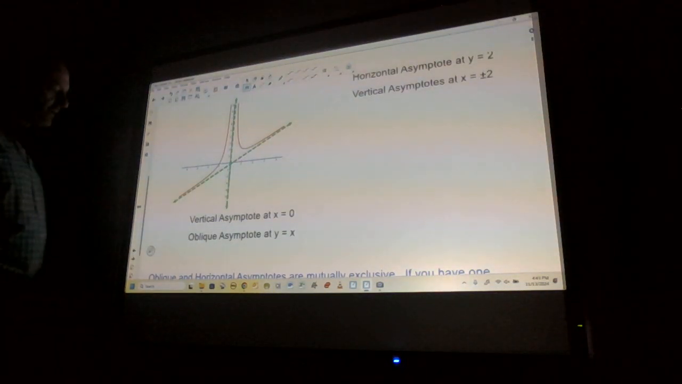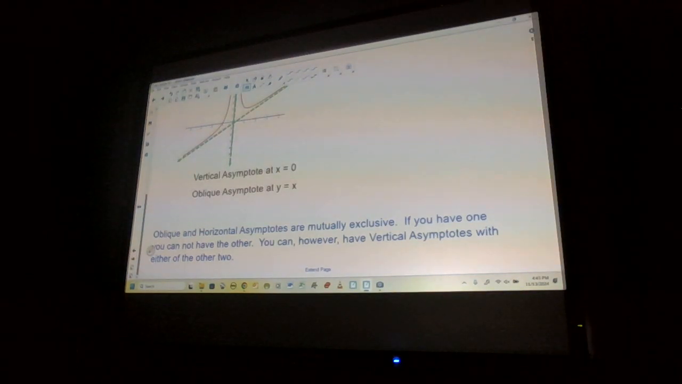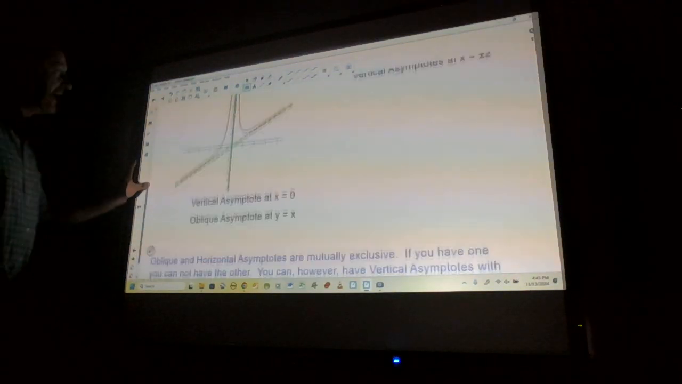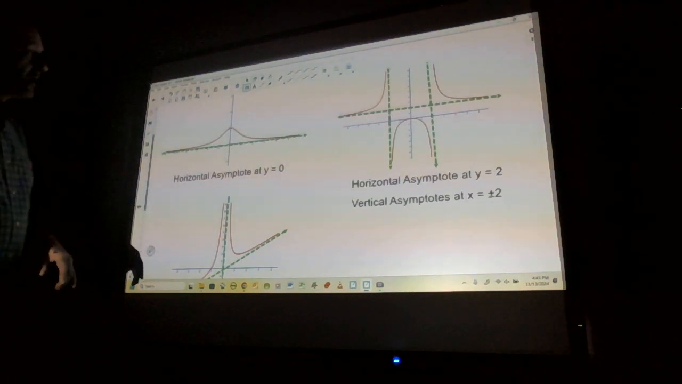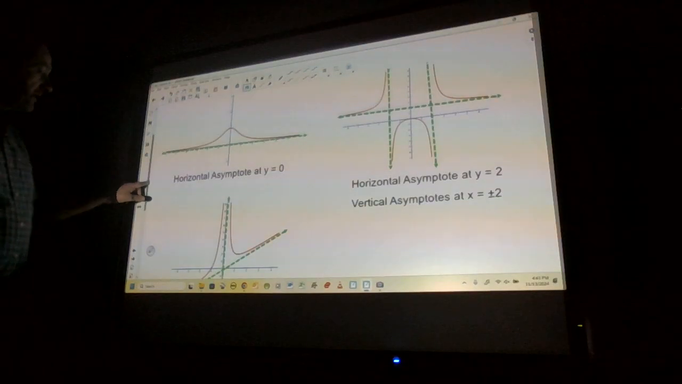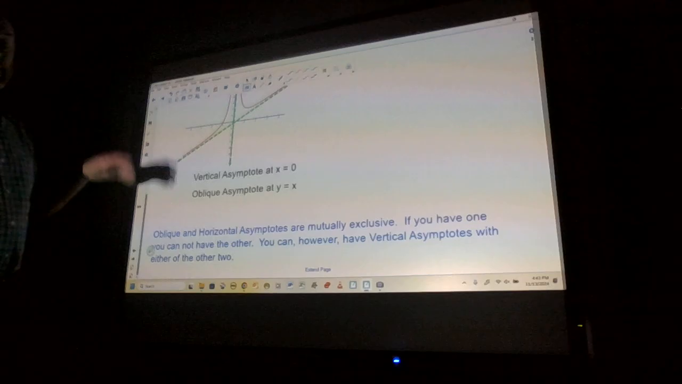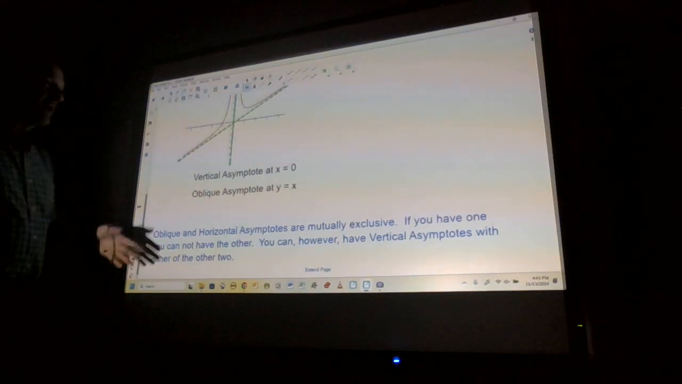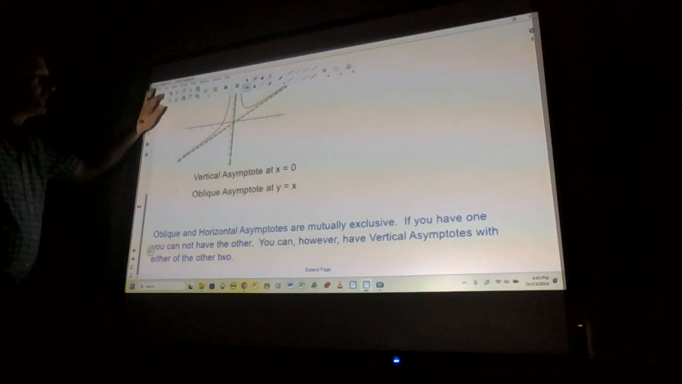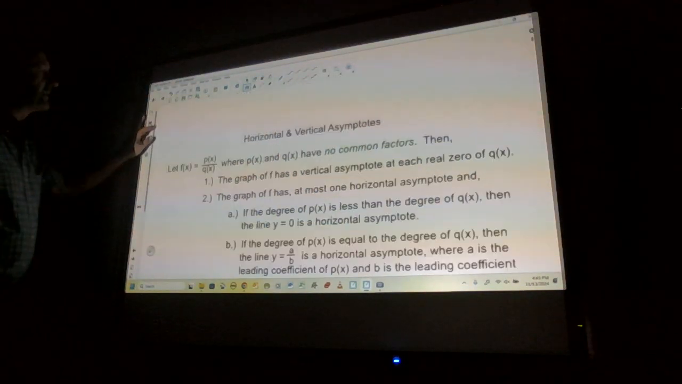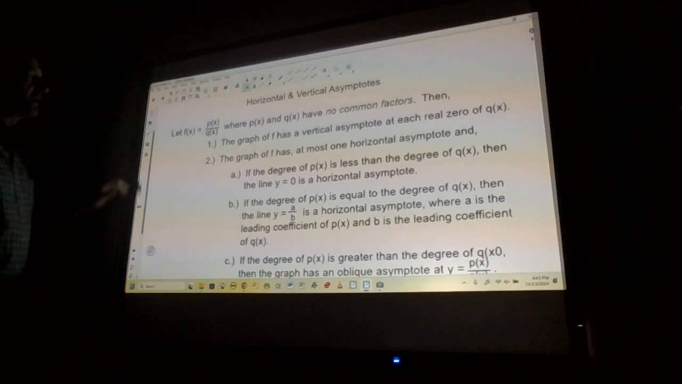Okay, so oblique and horizontal asymptotes are mutually exclusive. So if you have a horizontal one, you cannot have an oblique one. And vice versa, if you have an oblique one, you can't have a horizontal one. You can have all the vertical asymptotes you want in combination with the other 2. Okay, we'll go into those rules a little bit later. In fact, we will do it right here. Okay, horizontal and vertical asymptotes.